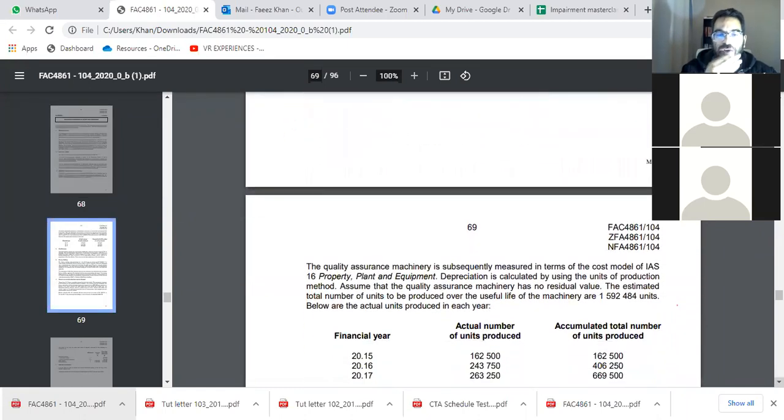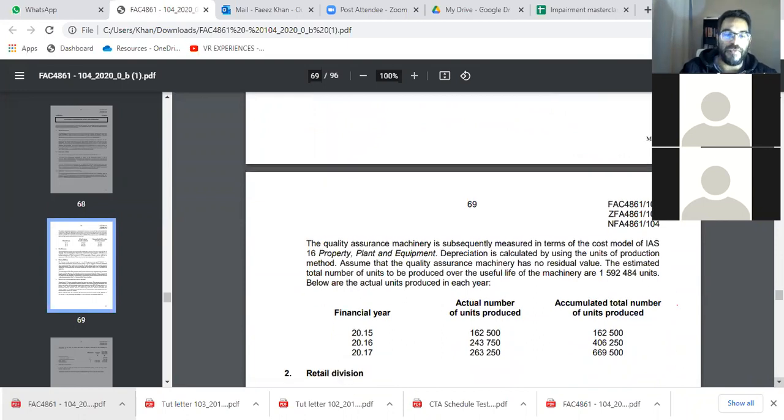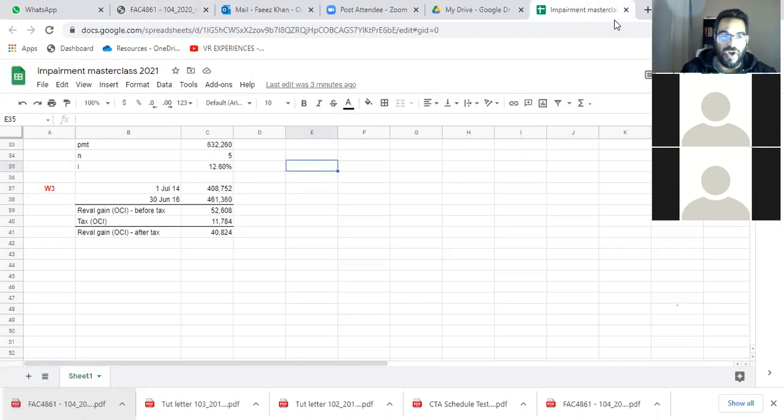They're giving you all this information regarding depreciation. So let's go and work out the carrying amount of machinery. So I'm going to go to working four. The carrying amount of the machine is going to be cost price less accumulated depreciation, accumulated depreciation at 30th June 2017.